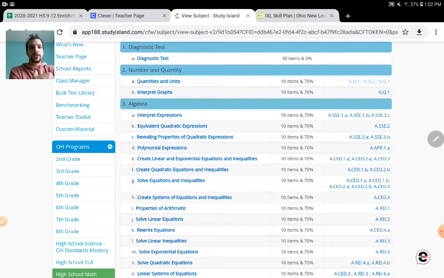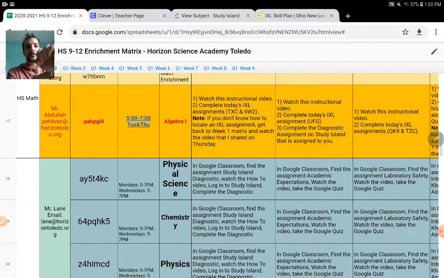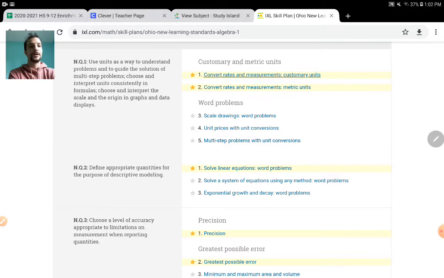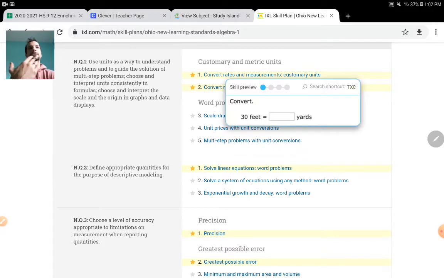So let's get to the matrix. We are doing week 2, Monday's assignment, IXL, TXC, and 6W2. Once again, those two assignments are this one here and that one, customary and metric units. We're going to start with the customary unit. We're going to solve questions like how many ounces is a pound, those sorts of questions.